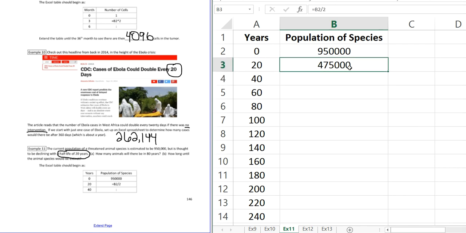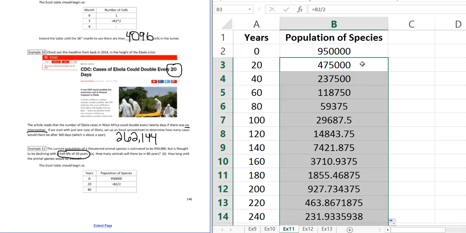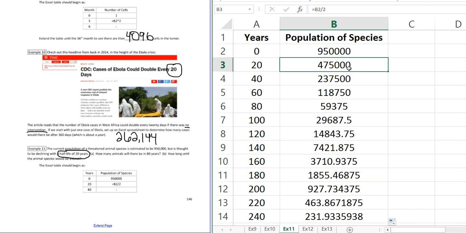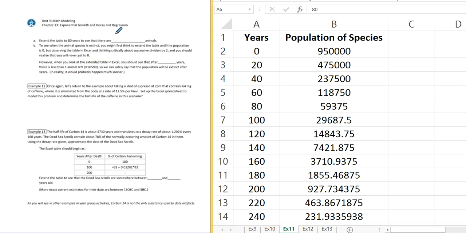Go back to that one cell that you have your formula in. Do not double highlight here. Just fill from that one cell. And yeah, this looks good. I can see that every 20 years, my population's being cut in half and half and half. So the first question was, what would the population be in 80 years? So in 80 years, the population is going to be this 59,375. Okay, so that's what it would look like in 80 years.